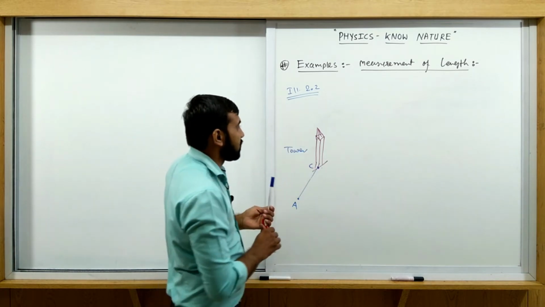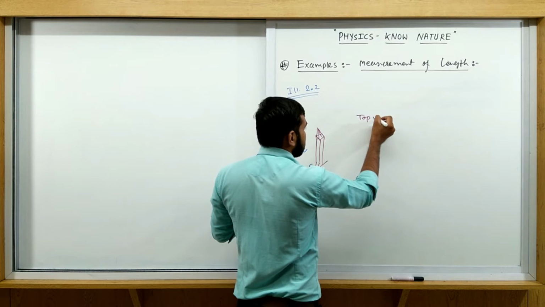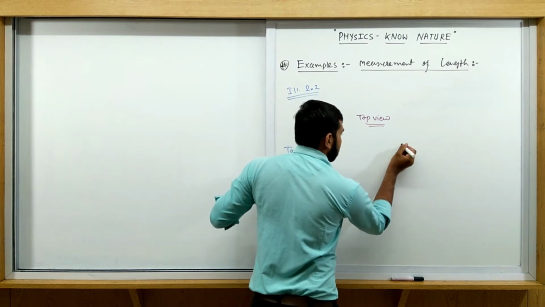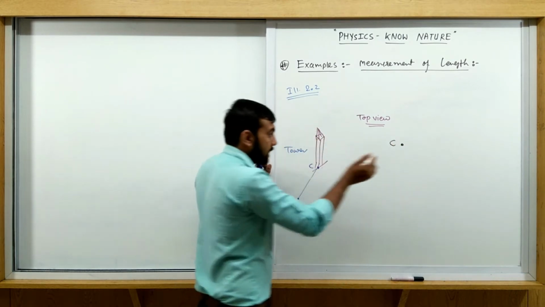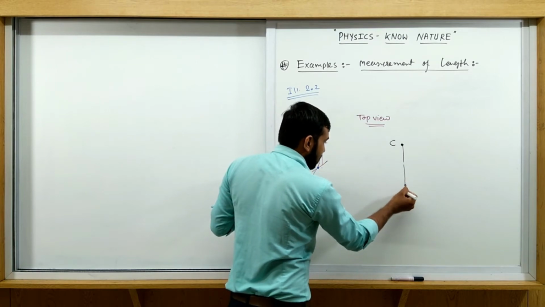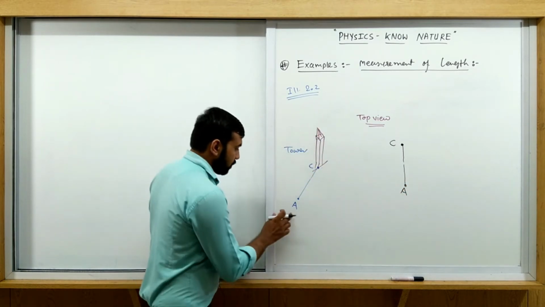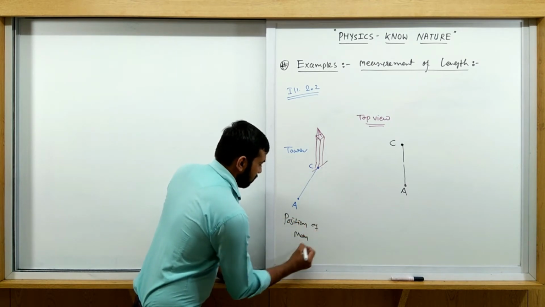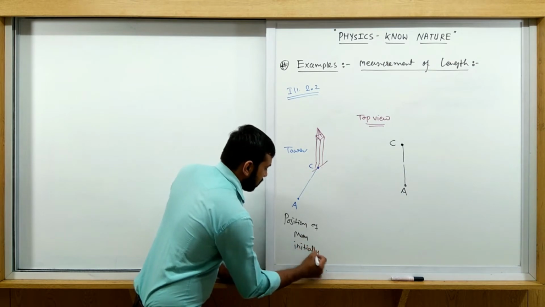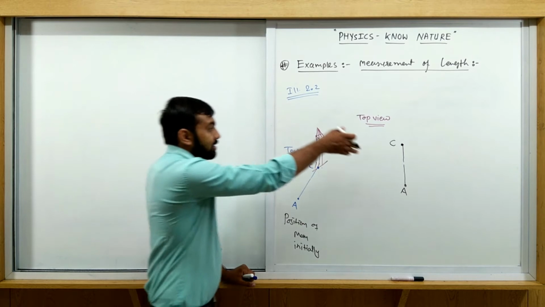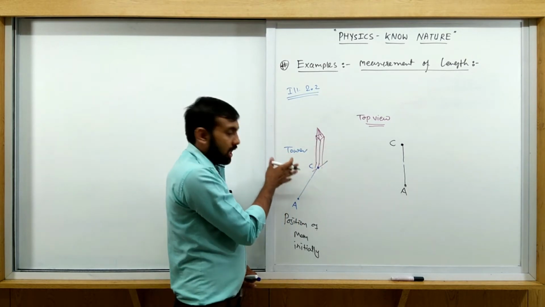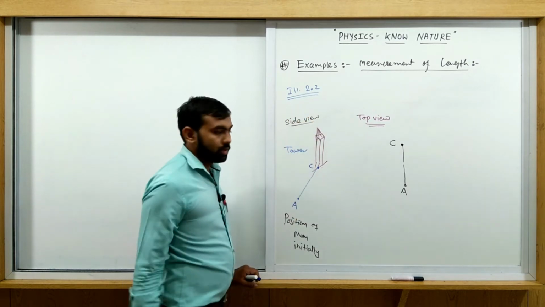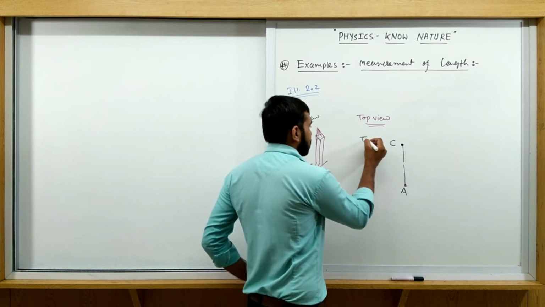So what is the top view of this figure? The top view is something like this. Somewhere here the tower, and exactly in front of this tower the man is standing at position A, the initial position of the man. This is the top view, and that is the front view, or side view. Let's consider that the side view. So this C is the tower.